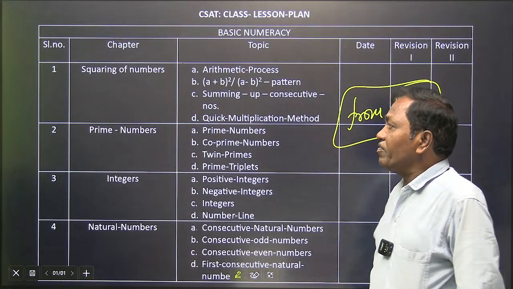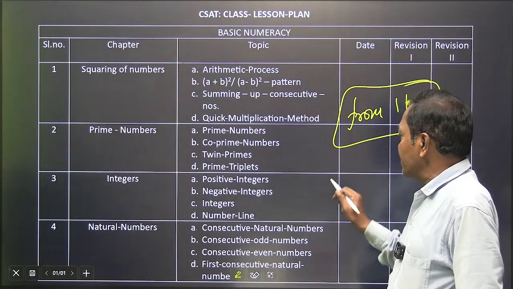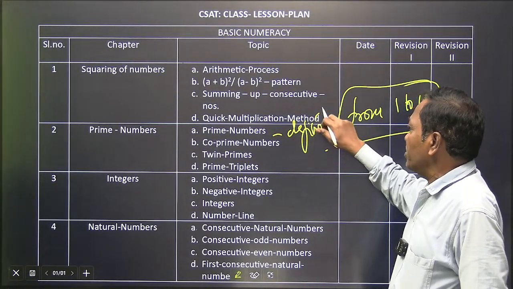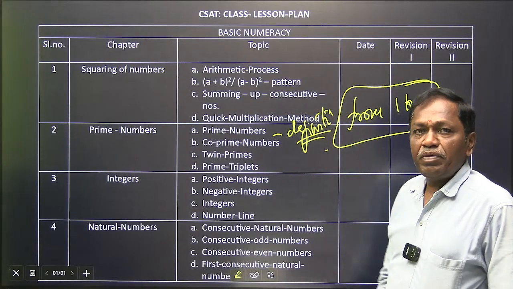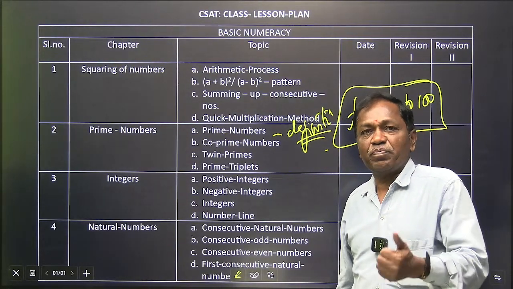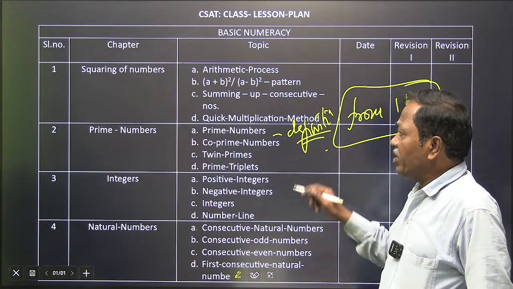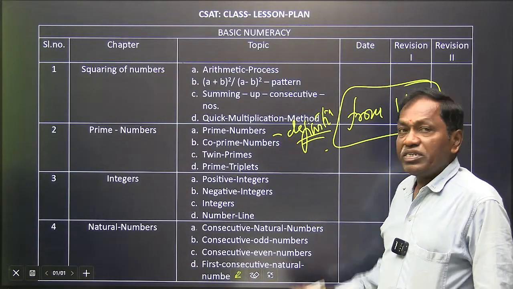What is the prime number definition? He needs to know the definition. Here you can see it. What is the definition for a prime number? Many people immediately say that 1 is a prime number. 1 is not a prime number. Prime numbers always start from 2, right? Why? Because of the definition.